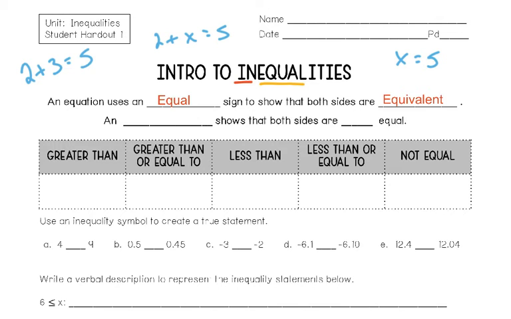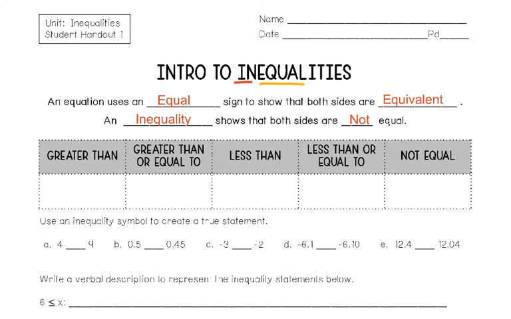All of these are equations because they have an equal sign, and we know that this side is going to be the same as the other side. So the side on the left equals the side on the right. They are equivalent or same. On the other hand, an inequality shows that both sides are not equal. Remember that the word in means not, and it has the word equal in it. So an inequality will be using different symbols than an equation.